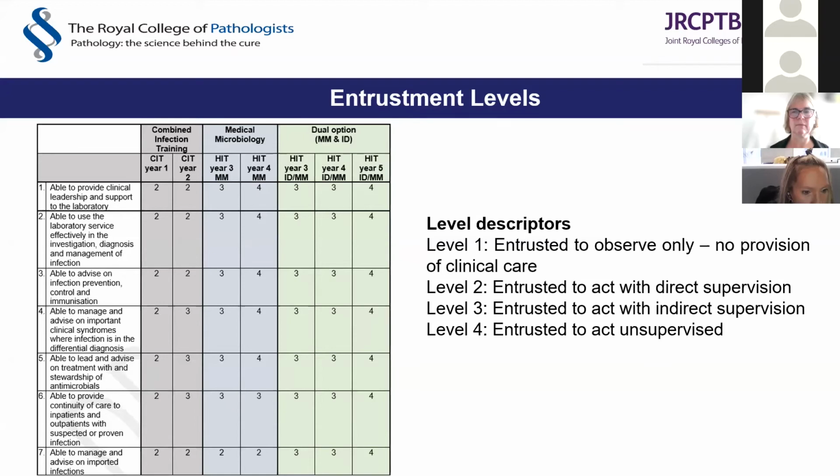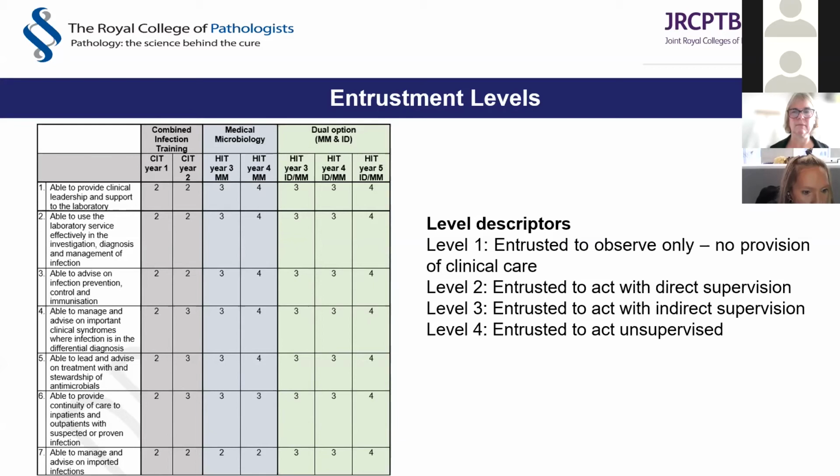When you reach level 3, you're entrusted to act with indirect supervision. That means that for that particular capability, you'll be delivering care within the hospital, but the consultant will be available outside of the hospital on the end of a phone. Level 4 is where you're entrusted to act completely unsupervised. For most of the SIPs, that's the level you would get to before you get your CCT, but you don't need to achieve level 4 for every SIP, depending on which curriculum you're doing.